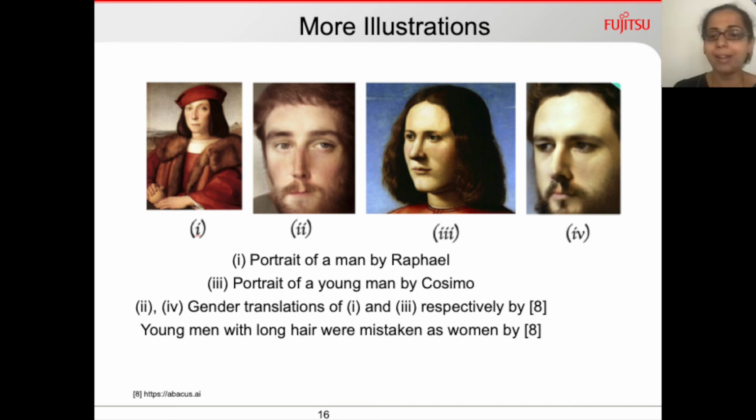So images 1 and 3 depict real artworks of young men belonging to the Renaissance time, and during those times it was common for young men to have long hair from the ears extending up to the shoulders even. And this platform called Abacus, which claims to do gender translation, fails to notice that these are images of men, and instead the translation shows masculine faces with beards. So it mistook these portraits to be those of women.